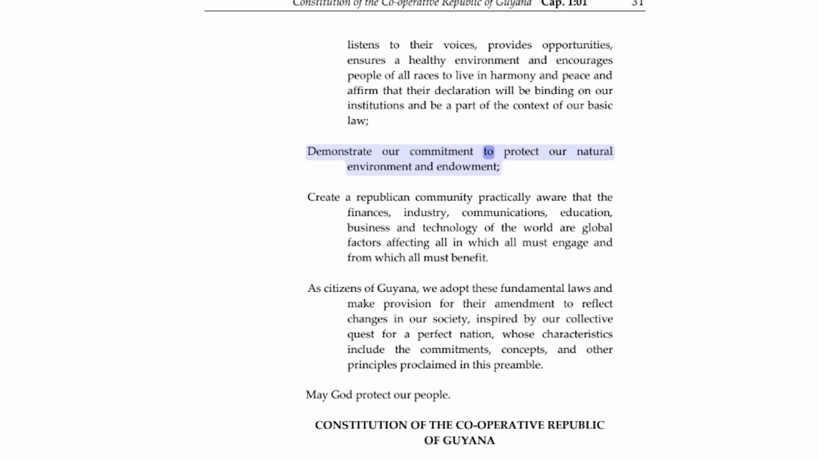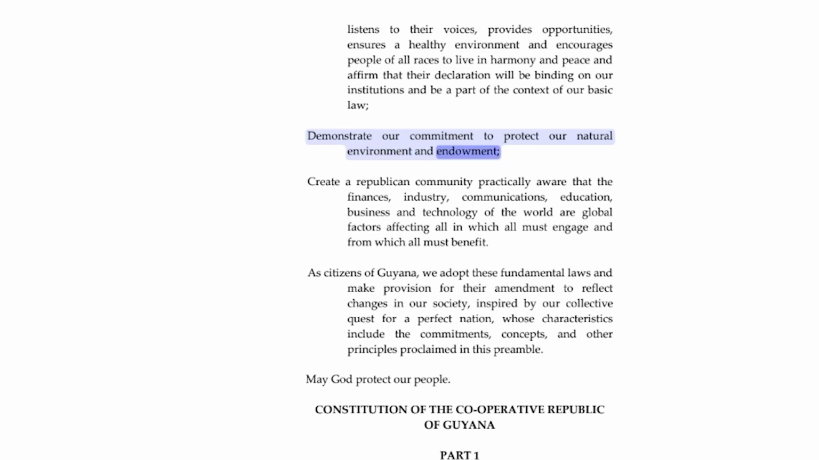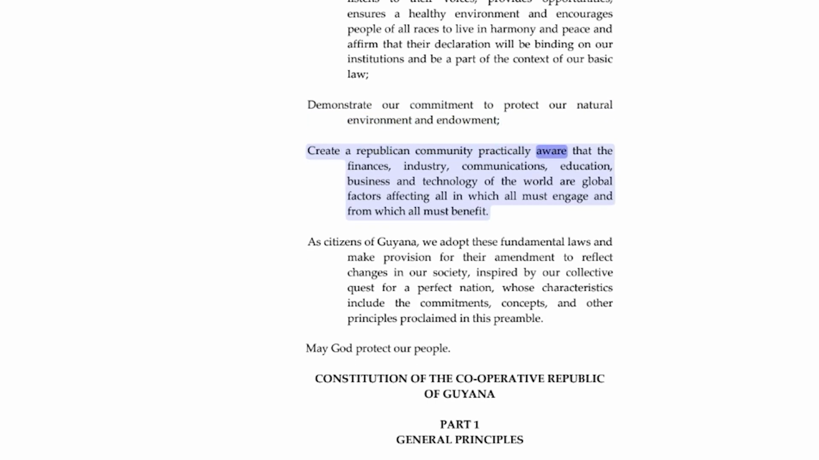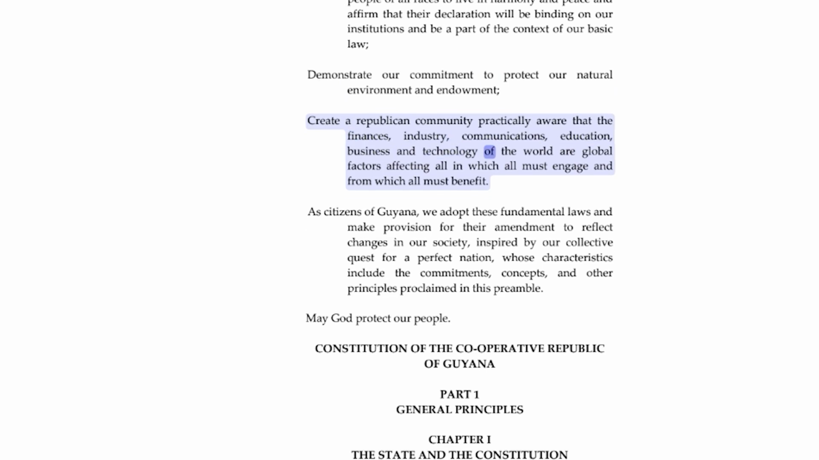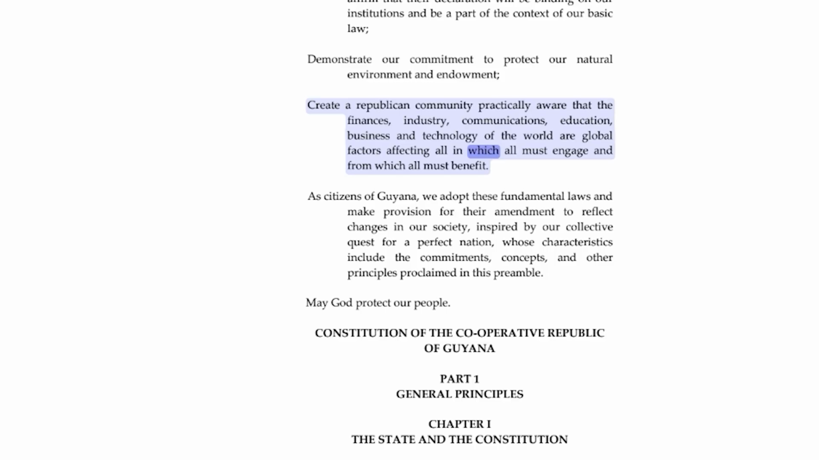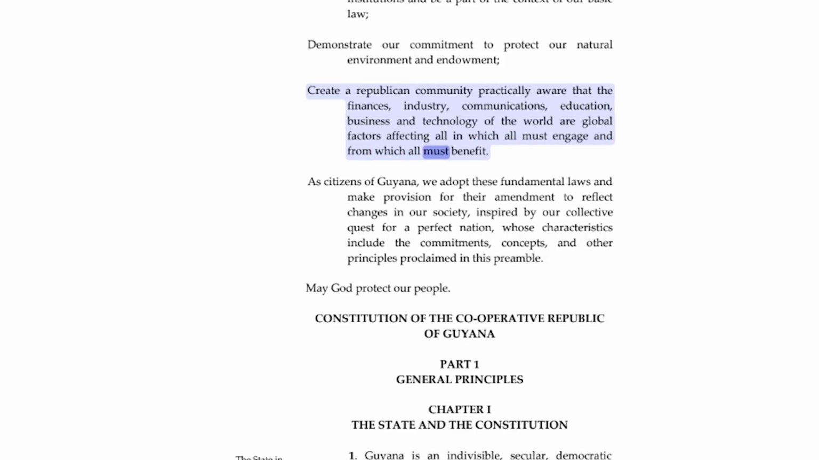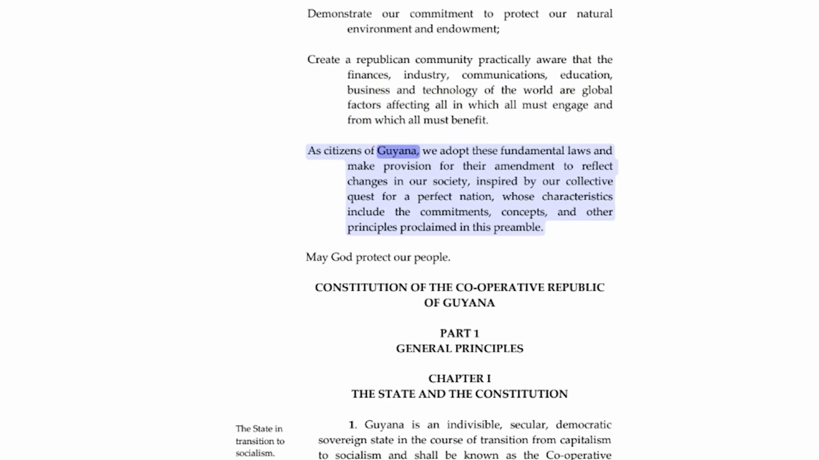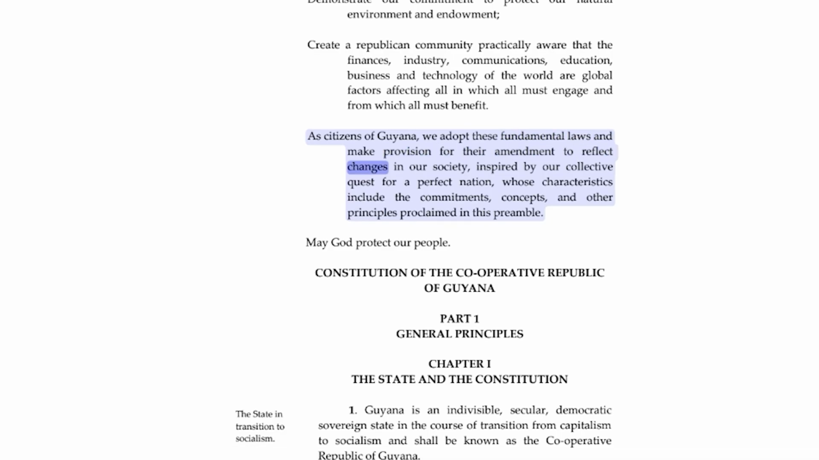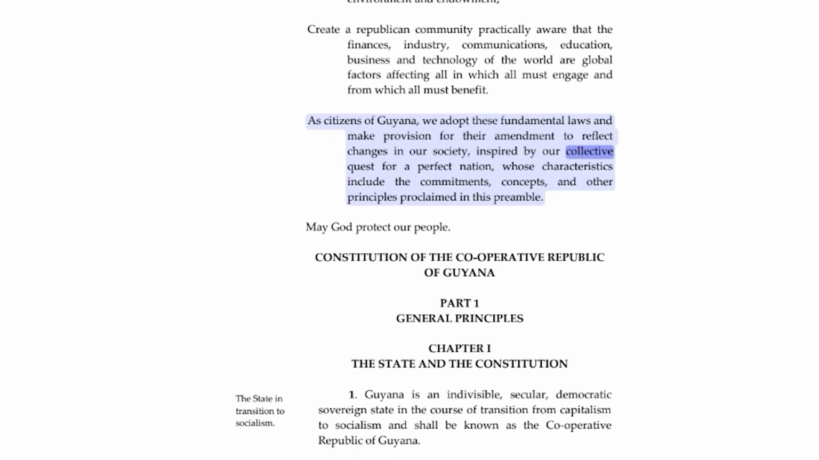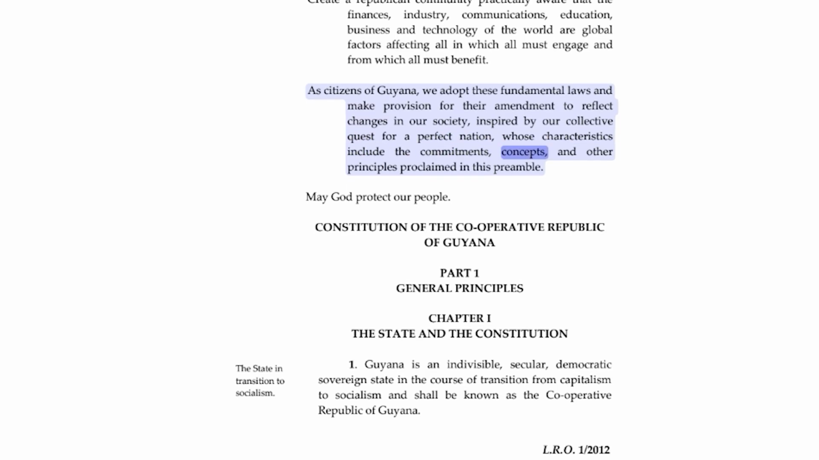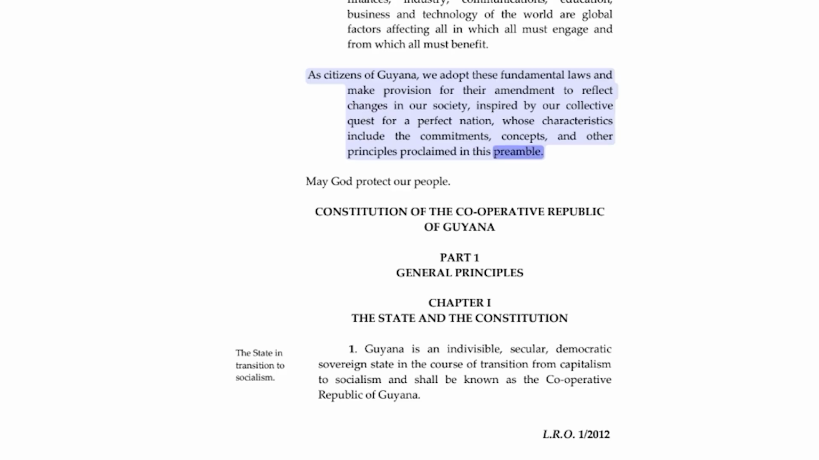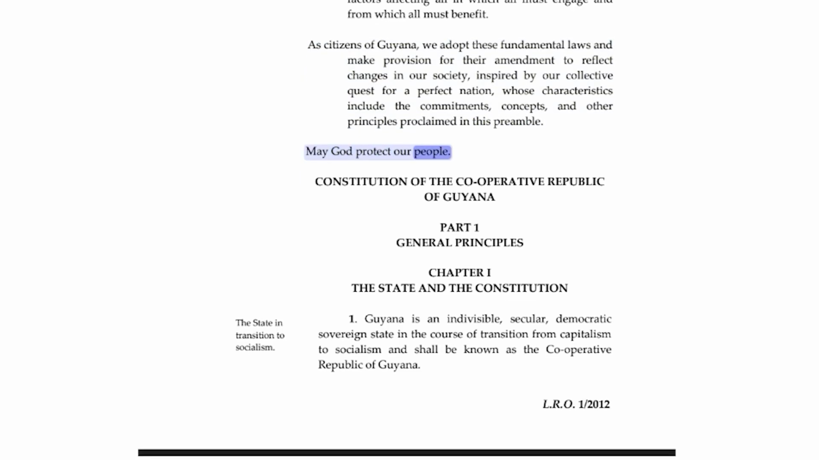Demonstrate our commitment to protect our natural environment and endowment. Create a Republican community practically aware that the finances, industry, communications, education, business, and technology of the world are global factors affecting all, in which all must engage, and from which all must benefit. As citizens of Guyana, we adopt these fundamental laws and make provision for their amendment to reflect changes in our society, inspired by our collective quest for a perfect nation, whose characteristics include the commitments, concepts, and other principles proclaimed in this preamble. May God protect our people.